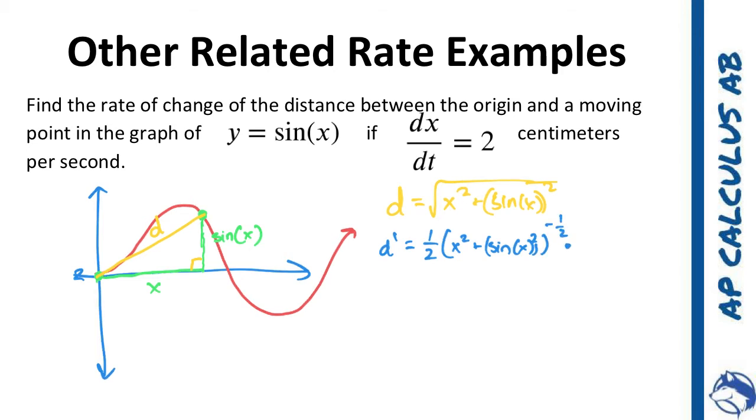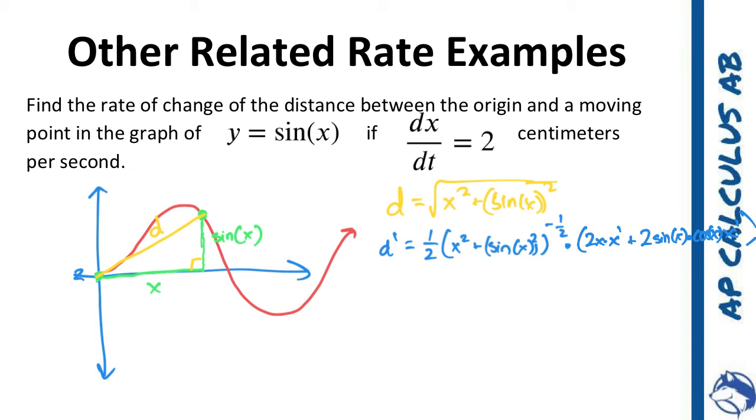But now I have to multiply by the derivative of the inside. Well, the inside is 2x, and then this becomes x prime, because we're doing it with respect to t here. So x prime plus, this ends up being 2 times the sine of x times the derivative of that, which is the cosine of x, times the derivative of x, which becomes x prime. Woo! Gets a little complicated there.